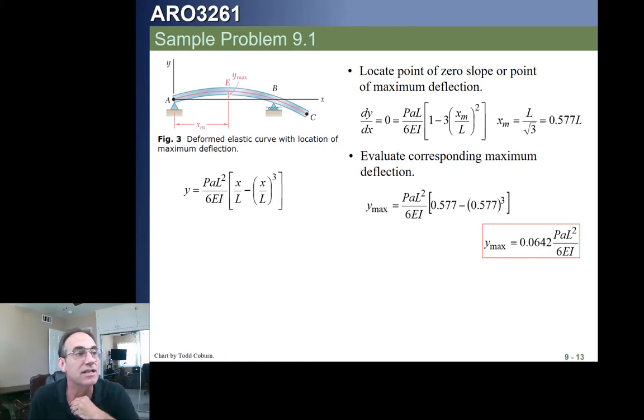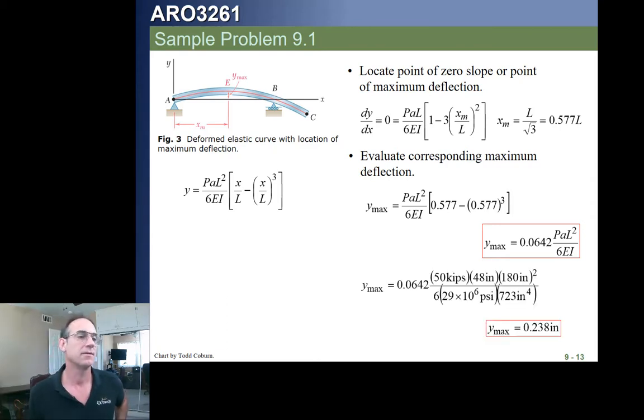And remember, this is only valid between A and B. To be sure that that's actually the maximum, we would have to do this whole process again for the segment of beam from B to C and find out if that deflection is more or less. It could be either depending on the relative geometry. All right.